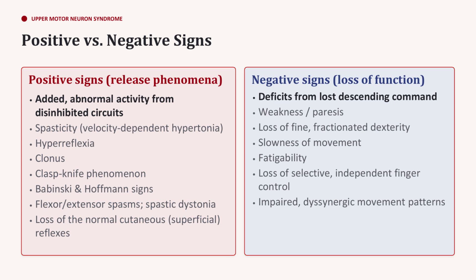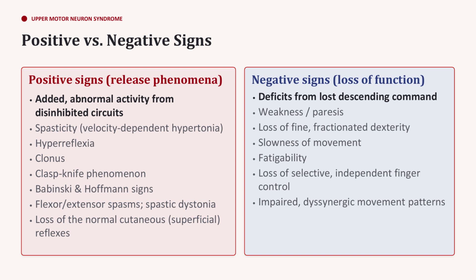A clean way to organize the upper motor neuron syndrome, and one that examiners like, is to split the findings into positive and negative signs. Positive signs are release phenomena, abnormal activity that appears because inhibitory control has been removed. These are the spasticity, hyperreflexia, clonus, clasp knife resistance, and the pathological reflexes like Babinski and Hoffman. Also in this column, a little counterintuitively, is loss of the normal superficial cutaneous reflexes, such as the abdominal reflexes. Those disappear with corticospinal damage.